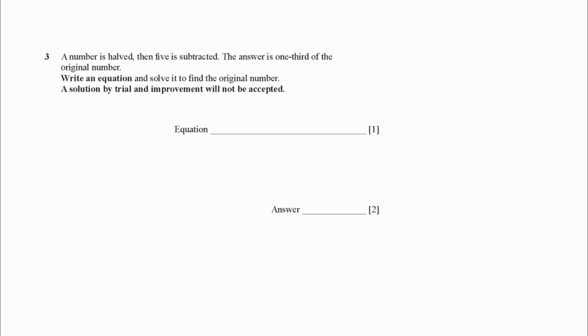Okay, so we have 3 marks in here. We have an equation 1 mark and answer 2 marks, 2 more marks. So we have a number. Again, we are going to consider that our number is x, and x is halved. So x divided by 2, then 5 is subtracted. So minus 5, that answer equals 1/3 of the original number. So this is equal to 1/3 of x. So the equation here would be x over 2 minus 5 equals x over 3.